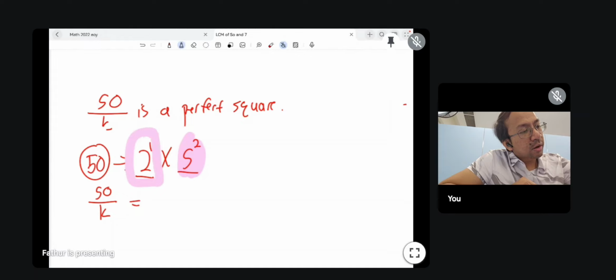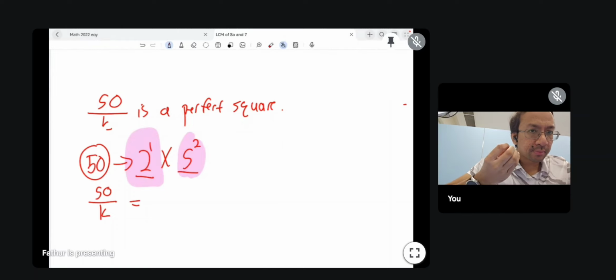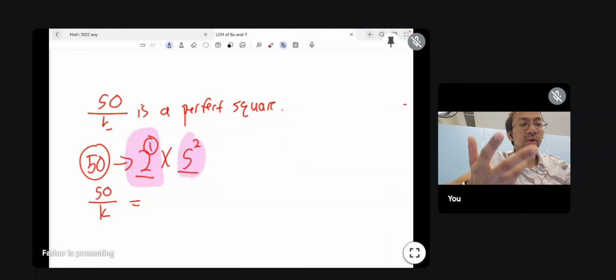How do you know? Because the powers are even numbers. Now look at this 2 to the power of 1. You must take out the power. A perfect square means the power must be an even number. The smallest even number is 2. My power is 1, so how do I take out? The smallest will be 0.